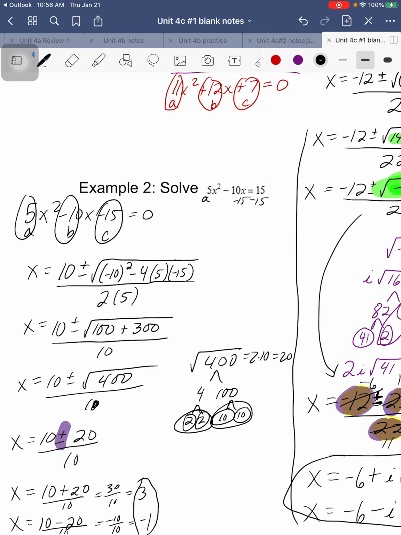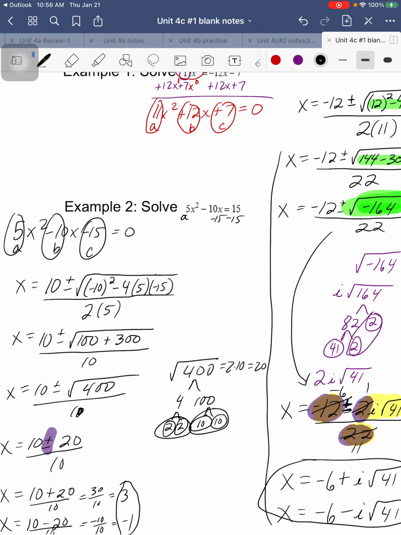So sometimes you just don't have the square root. And you simplify it down and you just got awesome answers. So this one, you could have actually graphed it as another way to do it, and you would have seen it cross the x-axis at 3 and negative 1. It's a great way to check it too.